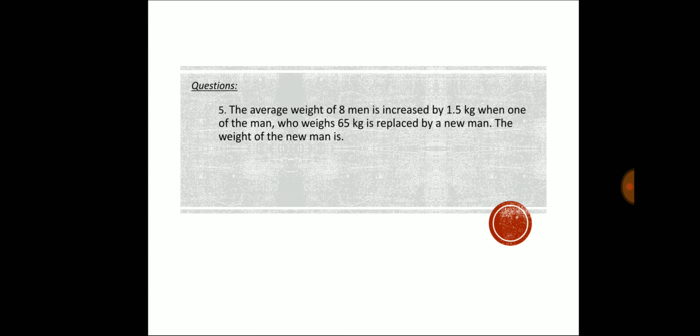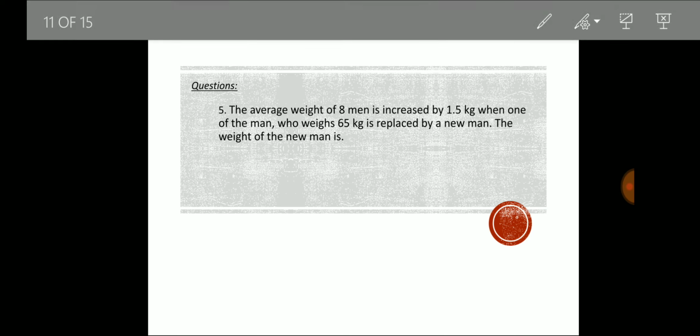Common sense here very clearly says the person who is going out is replaced by a new man, because of which the average weight is increased. The total average of the people has increased, which means the person who has come in new should be more in weight compared to the previous person. Very simple. That is how averages work, because anything extra gets shared among the number of people. So here the new person should have more weight than 65 kg, which is the old person's weight. So the average weight of 8 men is increased by 1.5 kg.